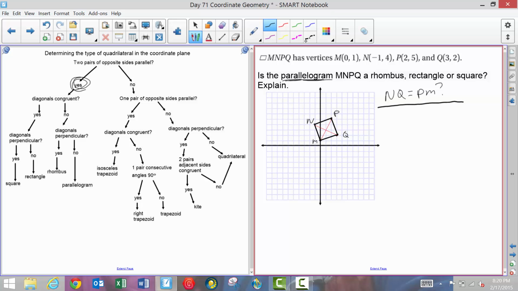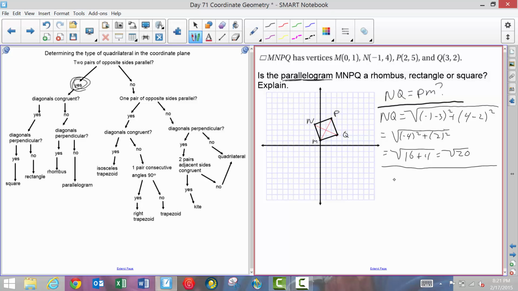I have NQ distance is the square root, distance formula. So N to Q, I have -1 minus 3 squared plus 4 minus 2 squared, which equals -1 minus 3 is -4 squared plus 2 squared. So -4 squared is 16 plus 4, which gives you the square root of 20. So there's NQ distance. Now I have to do PM.